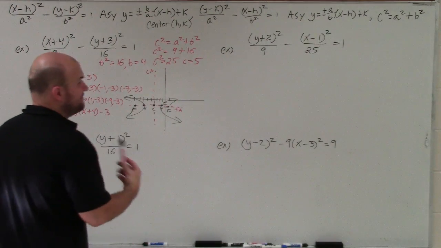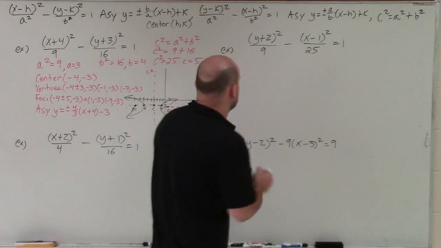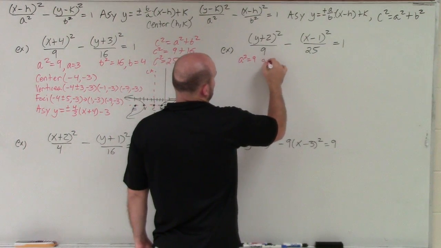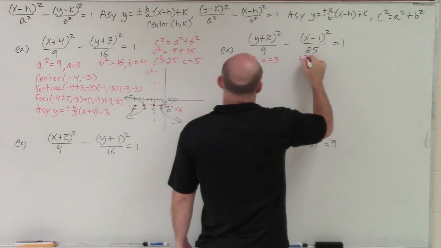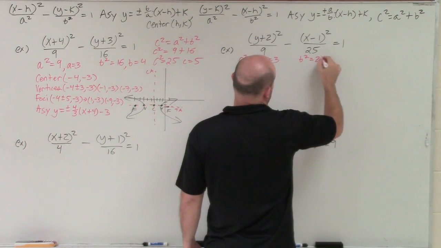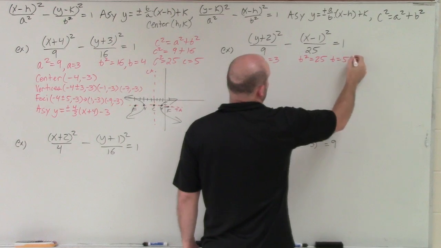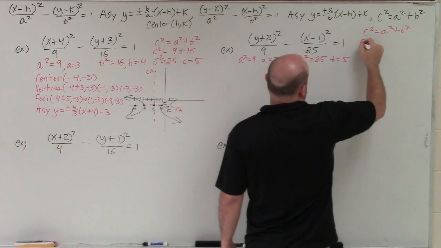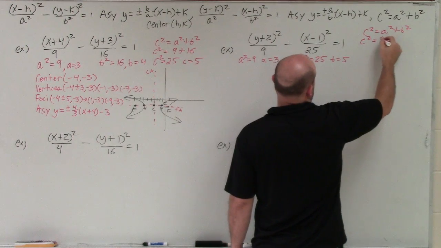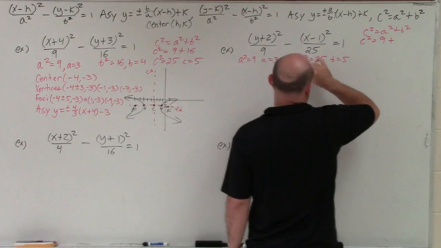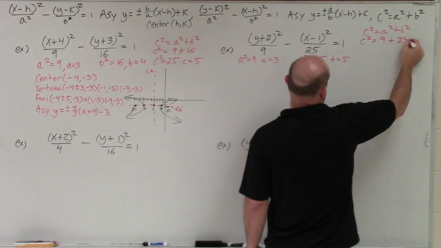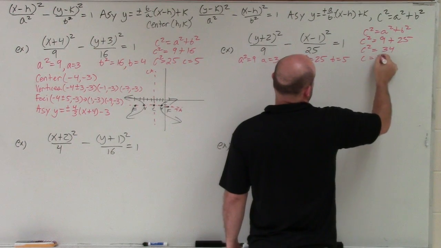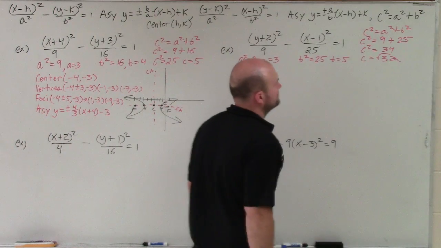All right, so in the next example, we're going to just do the exact same thing. You just go through, identify your a and b. It's always a squared minus b squared. So in this case, we have a squared equals 9, so therefore a equals 3. B squared equals 25, so therefore b equals 5. C squared equals a squared plus b squared. C squared equals 9 plus b squared, which is 25. C squared equals 34. C equals the square root of 34. Not 2.